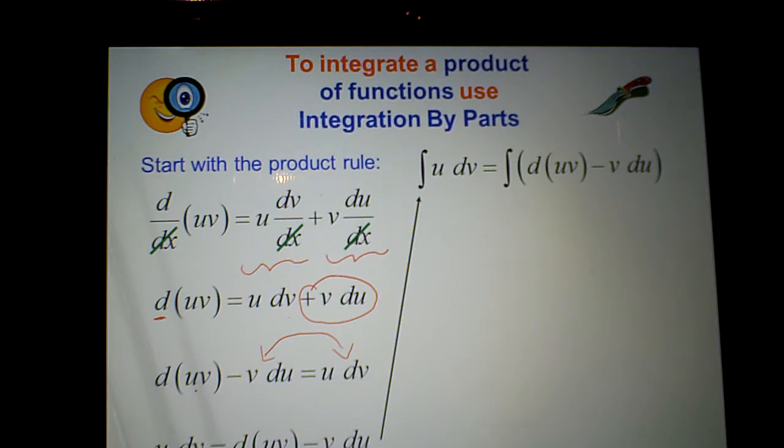Now I'm going to integrate both sides. So if I integrate the left and integrate the right, I have on the right side the integral of a difference. The integral of a difference is the difference of the integrals, so I just now have two integrals on the right side. But notice what happens here. The antiderivative of a derivative. Hello, inverse operations, and goodbye.